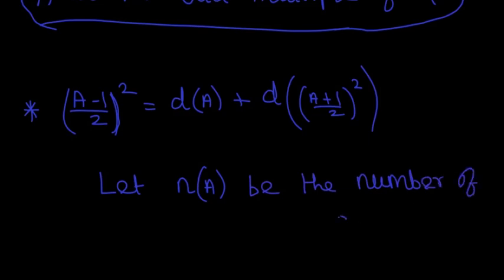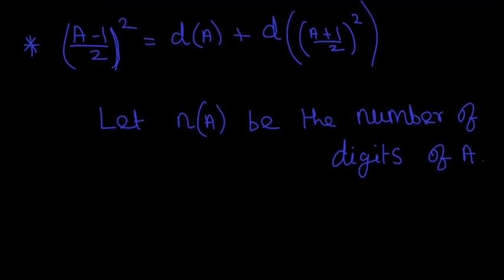So remember, d of a is the sum of the digits of a, and now we define another function n of a such that n of a is the number of digits of a, right? And also one important thing is d of a, the sum of the digits of a, should be less than or equal to 9 into n of a, because a has n of a digits and each digit has the maximum possible value of 9. So d of a should be less than or equal to 9 into n of a.